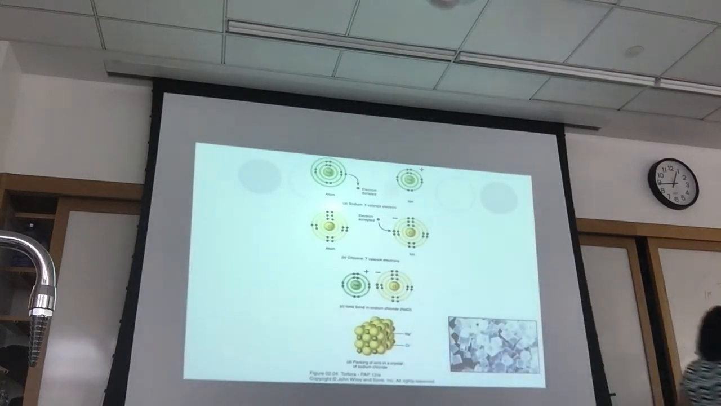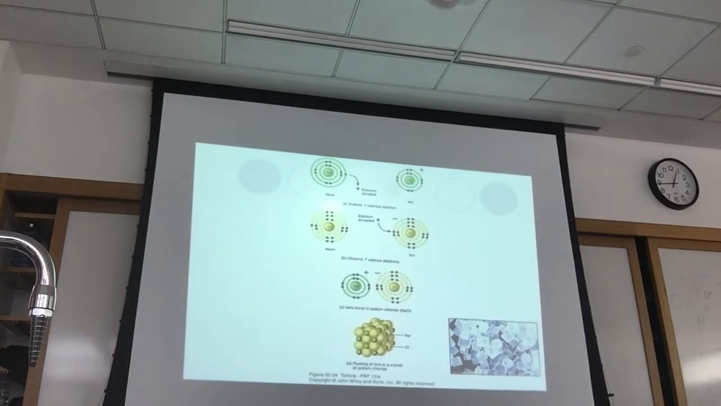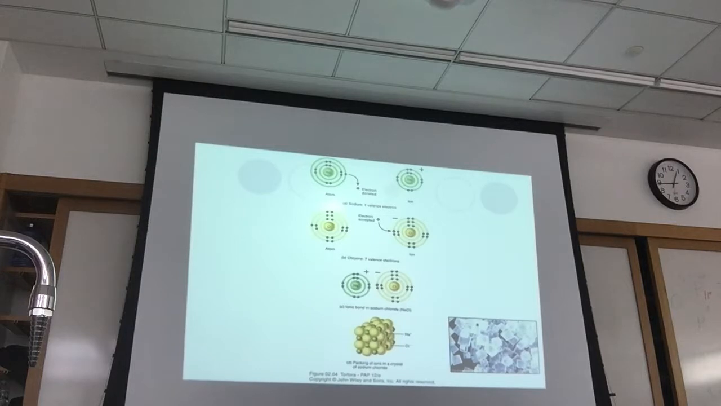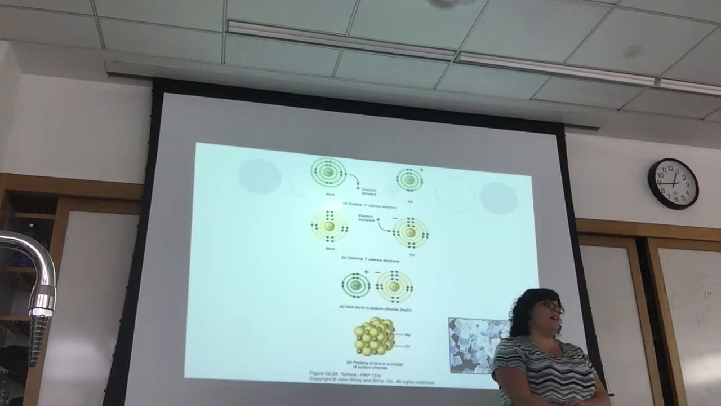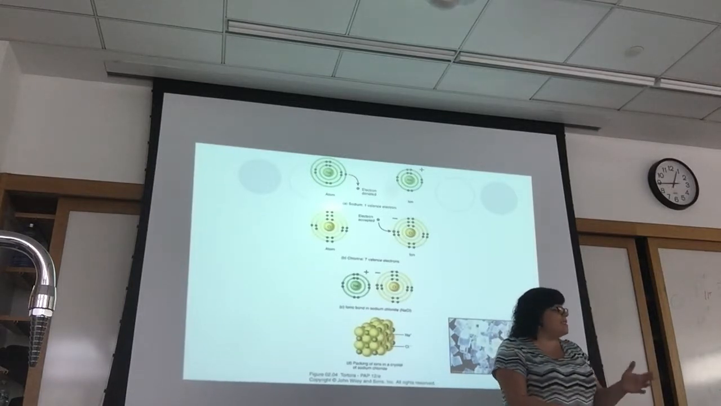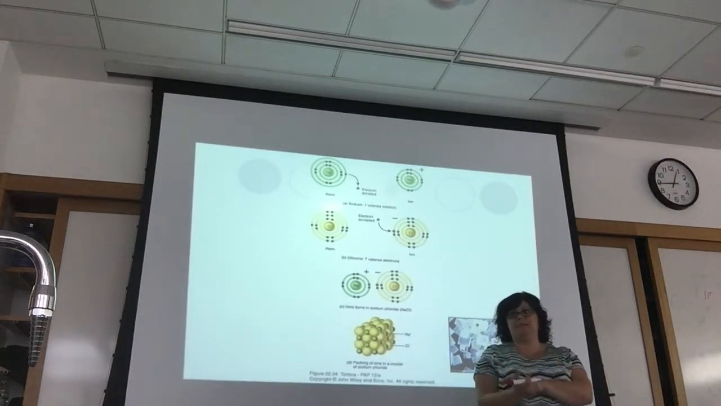Many times, some textbooks will just write NaCl like this, and you just assume that's an ionic bond. Really, we should be writing it with the charges. NaCl is the only example I'll give you of an ionic bond. So if you see NaCl, you should know it's an ionic bond.